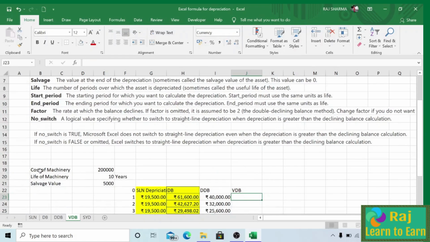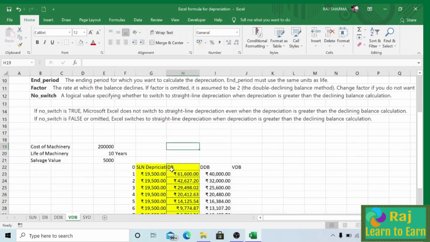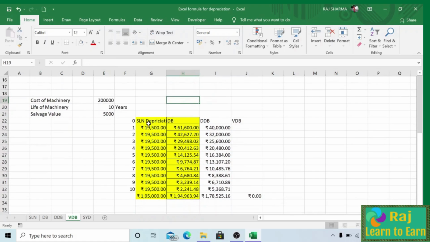So we have taken a case: cost of machinery is taken as 2 lakhs, life of machinery is taken as 10 years, salvage value is taken as 5,000. And we have already discussed the other methods of depreciation, SLN depreciation, that is straight line depreciation, then declining balance and double declining balance in my previous videos. So I request you to have a look at those videos to have a better understanding. Now let us work out the VDB.